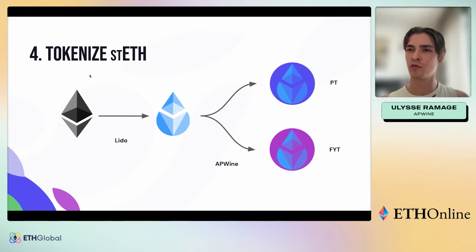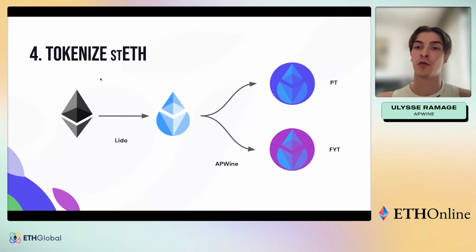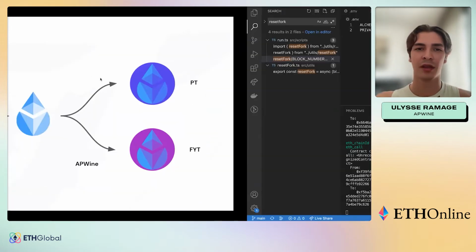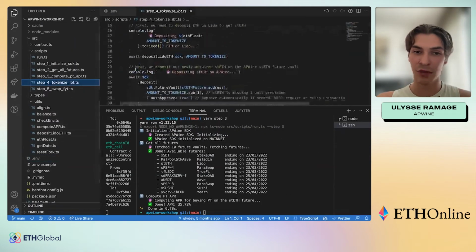And to do this, we just want to go through a few steps. So imagine you have your ETH at the beginning, as an underlying asset. You want to first deposit on Lido Finance, so get your staked ETH, and then deposit on APWine to get the PT plus FYT. So this is what we will be doing. We're going to be tokenizing in this step. And to do this, we're going to check how we do it.